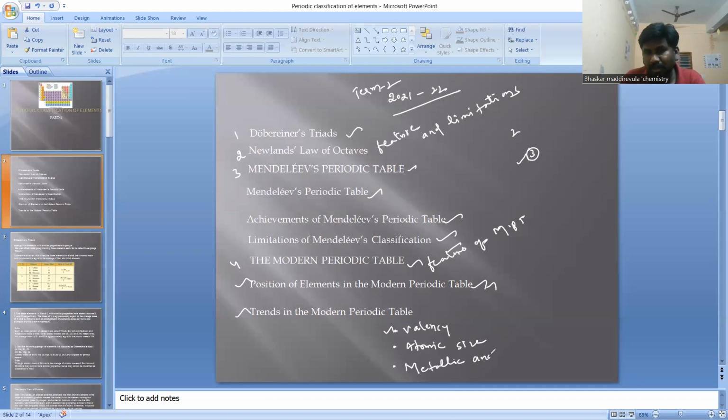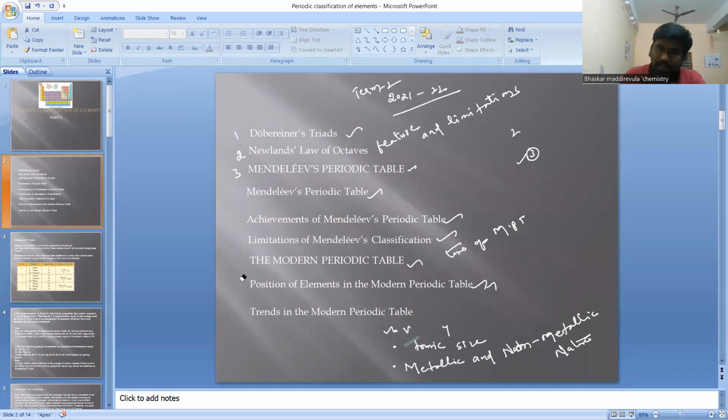Metallic and non-metallic nature, the third important topic. So these are the topics that we need to cover from the periodic classification of elements. We'll see topic by topic, and along with covering each topic, we'll see how they ask questions for the board examination. We'll see that also.